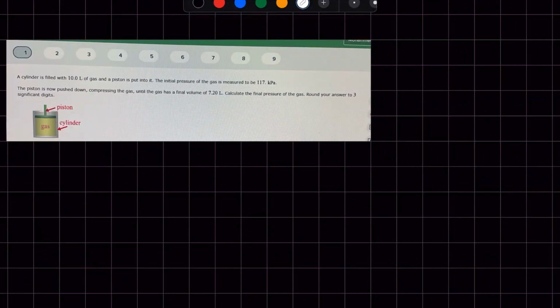Hey everyone, in today's video, we're going to go over a variety of different gas laws. We're going to start off with Boyle's law, then go into Charles' law, and then finish with the ideal gas law. We're just going to go through them all step by step.